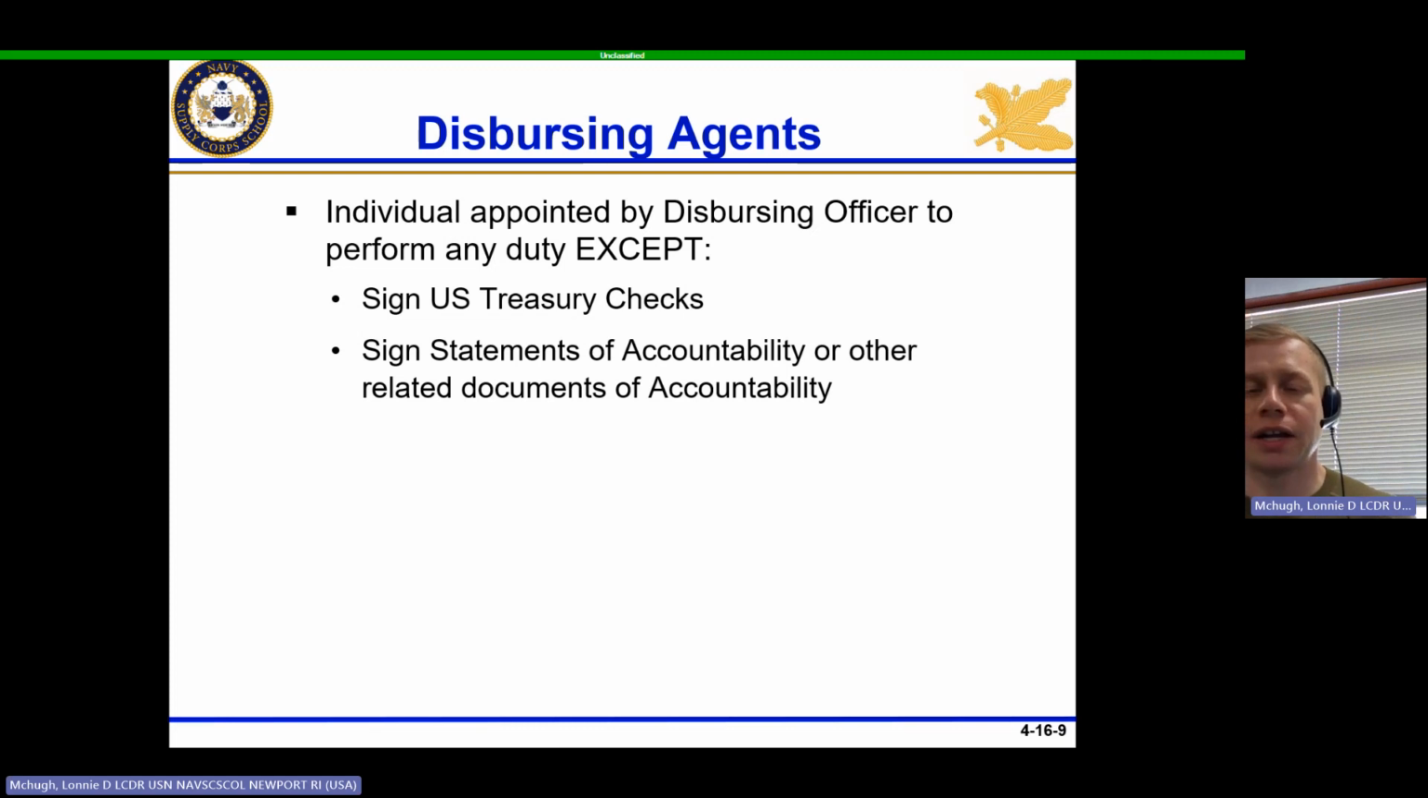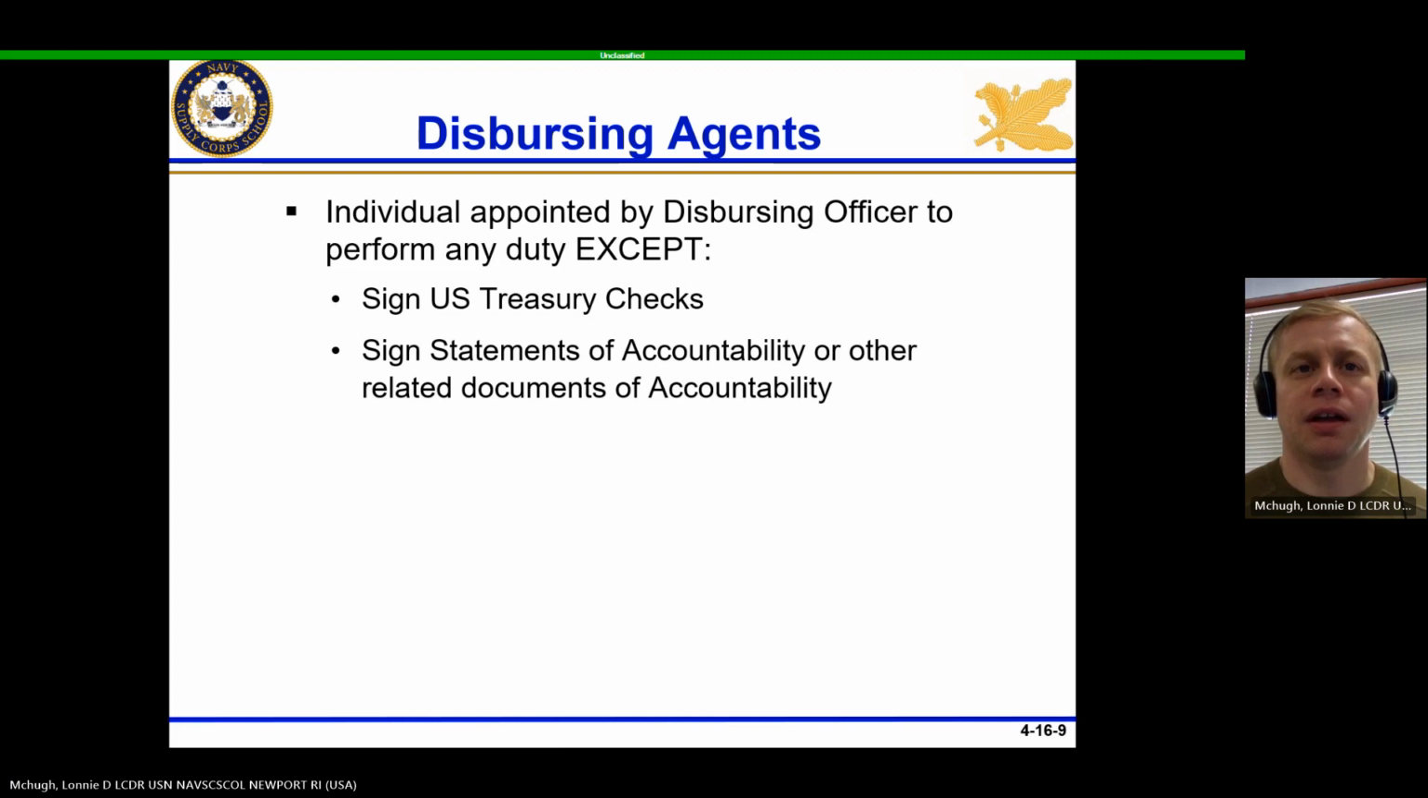You do have other agents that you can have besides your deputy. And so that's going to be cashiers, pay agents, collection agents, and change fund custodians. And you will appoint these on the DD Form 577, just like your deputy. But the difference is there are restrictions that these folks have.